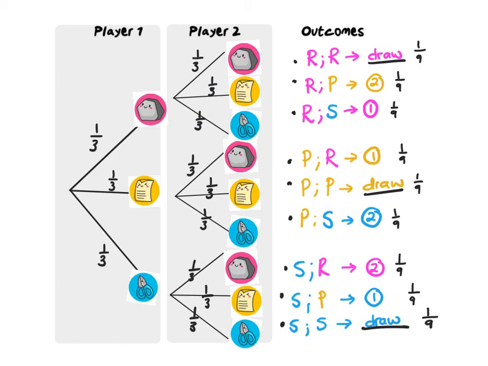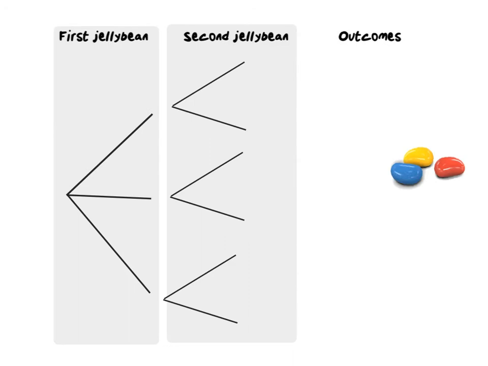Because I have 3 options every time, rock, paper, scissors, and these options do not change, these are also independent events. So let's consider dependent events. In this case, I'm going to work with 3 jelly beans, which is a fairly small number, but it's going to make things a little bit easier.